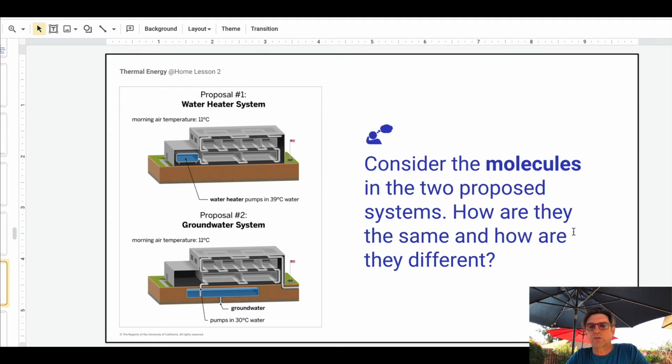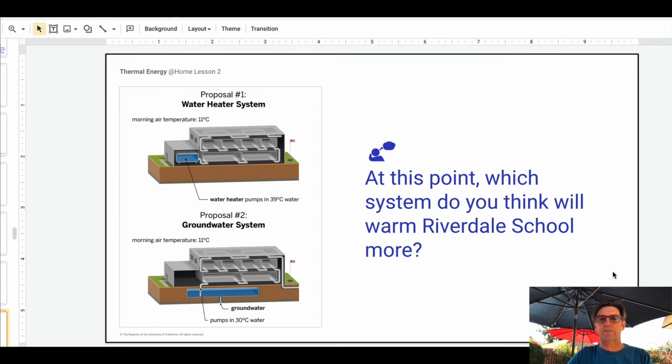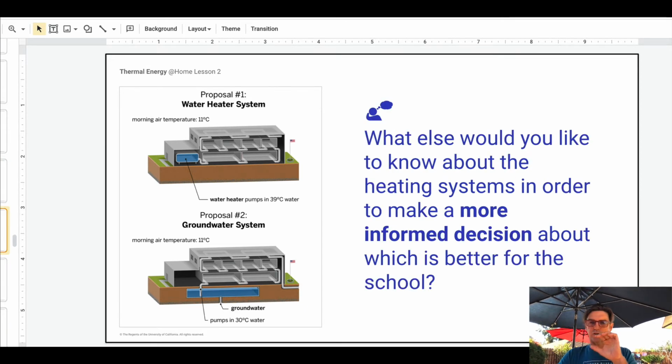Consider the molecules in the two proposed systems. How are they the same and how are they different? So the molecules shouldn't be the same, although these molecules would be moving faster. At this point, which system do you think will warm Riverdale School more? So this is your prediction slide. This is in groups. Move this to the top, drag it all the way to the top, and write your prediction on this slide. That's all you really have to do today is do your concept slides and write that prediction. But let's learn some more.